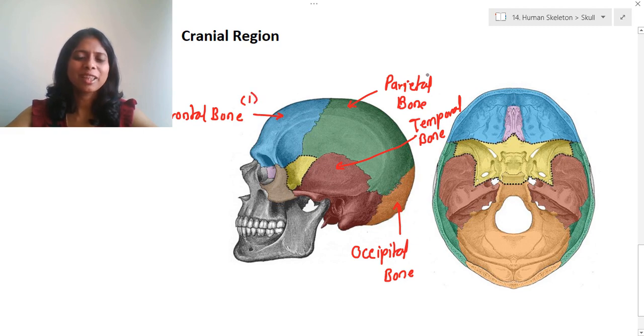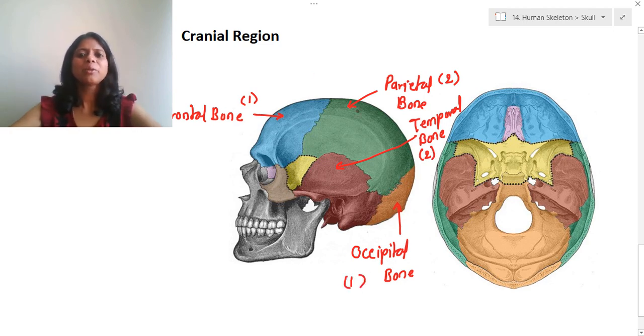So this is only one bone, I'm just writing in brackets. Here there are two parietal bones. Here there are two temporal bones. A single occipital bone. So all together, here we wrote only 6 of them. So 2 more bones are remaining. So let us see which 2 more bones are there.